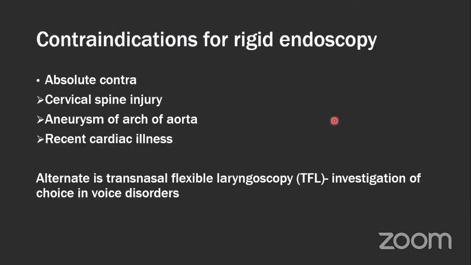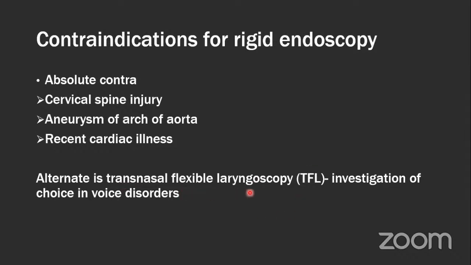Then contraindications, absolute contraindications are cervical spine injury, aneurysm of arch of aorta, and recent cardiac illness. If there are such contraindications, we can go for a transnasal flexible laryngoscopy. If rigid endoscopy is contraindicated, TFL can be done. That is the investigation of choice in voice disorders.